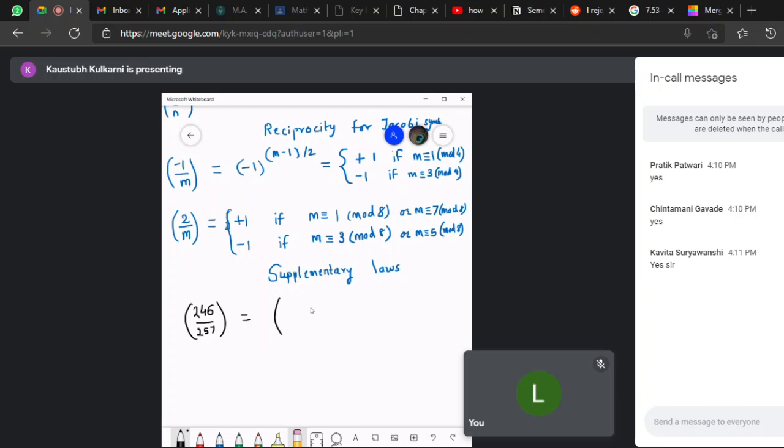So here, if we want to do it directly, we have the supplementary law for -1 and the supplementary law for 2. So we'll separate a factor of 2 from this and write this as, sorry, it is not, it's 257: 2 upon 257 and 123 upon 257.